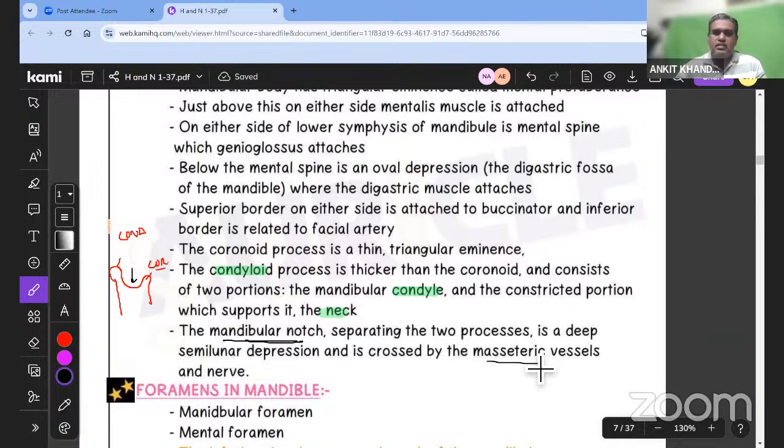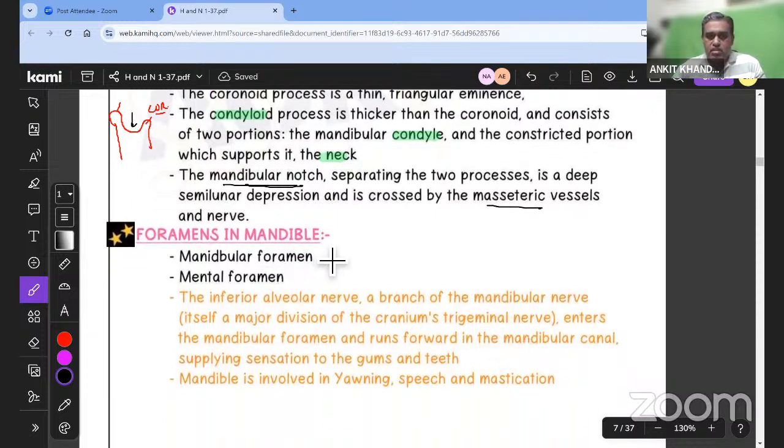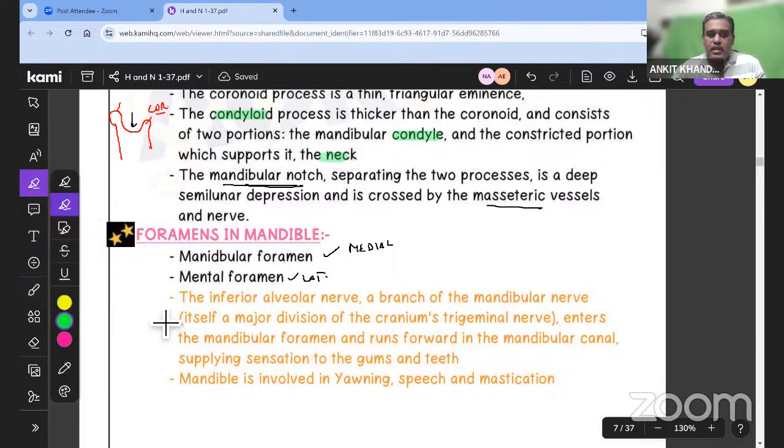It is crossed by the masseteric nerve and vessels. So remember, where is the mandibular notch? The two foramens over here, as I discussed already: mandibular foramen is present where? Medial or lateral aspect? On the inner side, that is the medial aspect. The mental foramen is present on the lateral or outside aspect. The structures which pass through there are important.